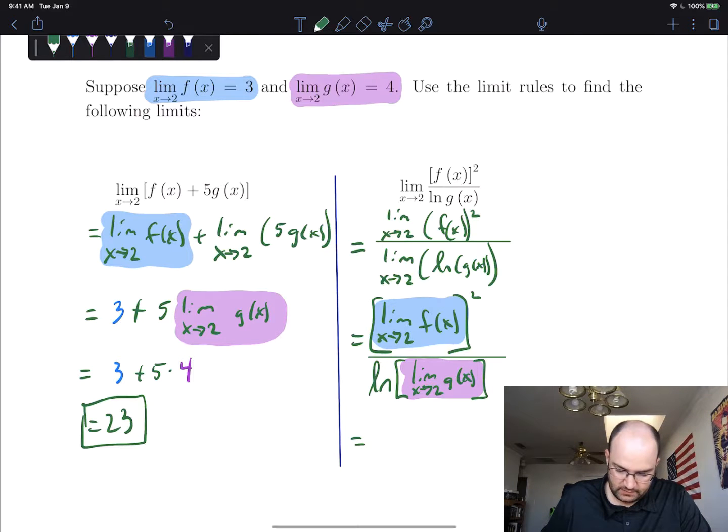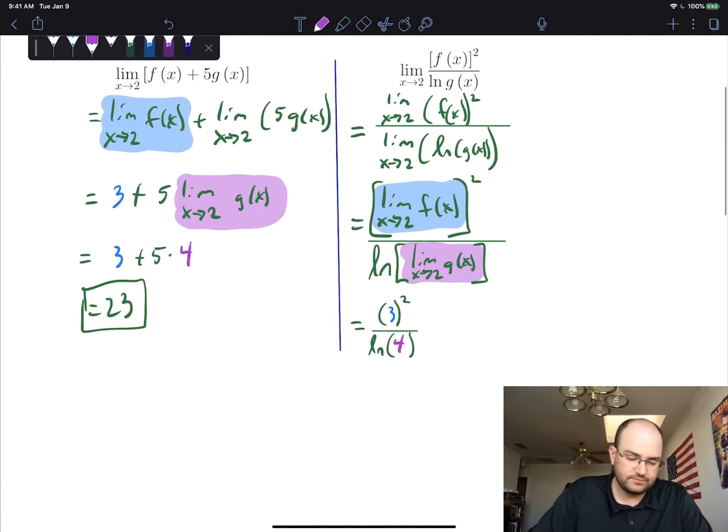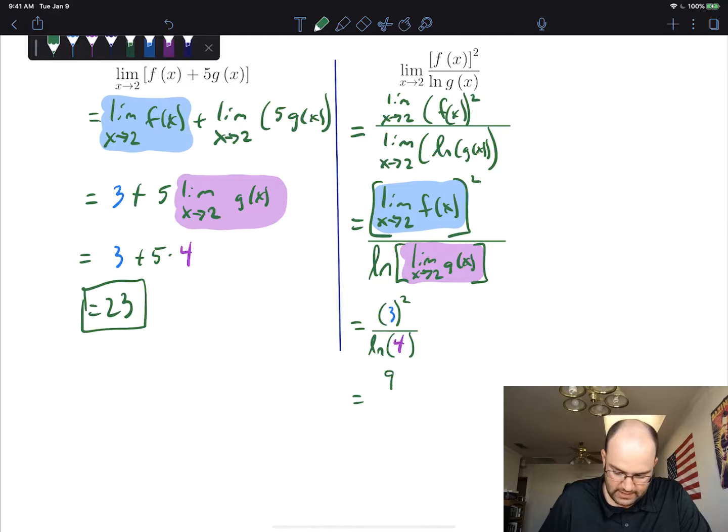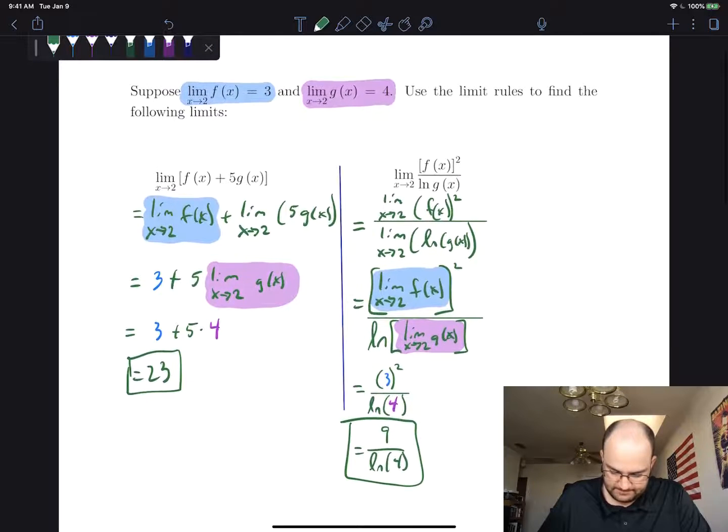So that's going to give me 3 squared all over the natural log of 4. And then just simplify. 3 squared is 9. Natural log of 4 we don't know, so just leave it as the natural log of 4, and that's your answer. So we get 9 over the natural log of 4. And that's it.